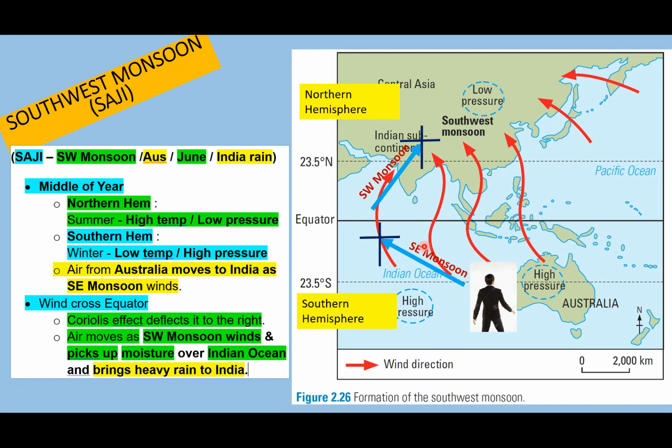Now, the wind will pick up moisture over the Indian Ocean. Right? This is your Indian Ocean. And it brings heavy rain to India.